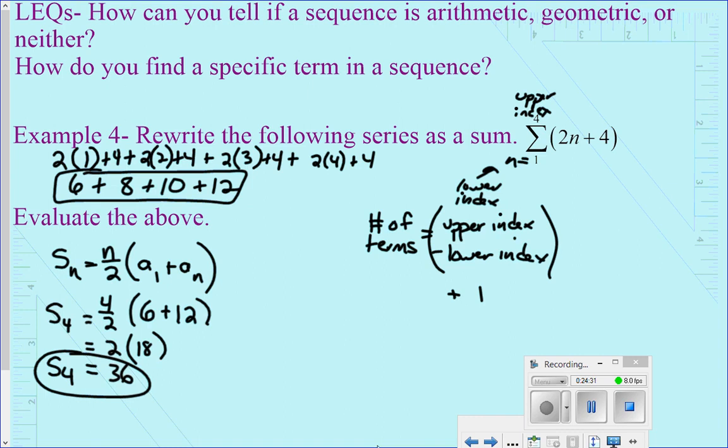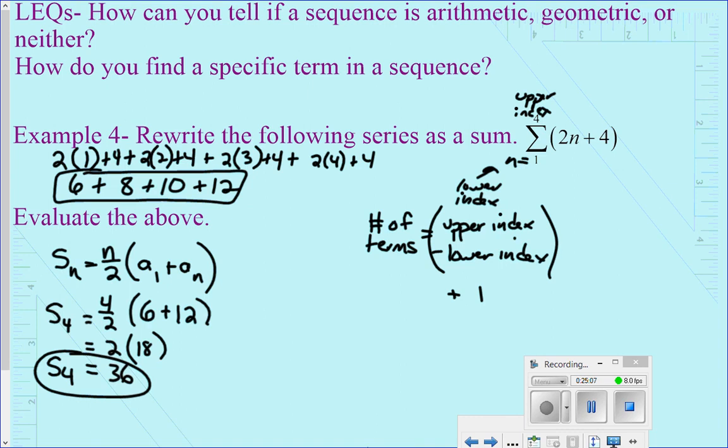The upper index is not always the number of terms. If the lower index started at something besides 1, like if it started at 0 or 2 or 3, then you can't just look at the upper index and say, oh, it's four terms. Keep in mind, you can only look at the upper index and say that that's the number of terms if the lower index starts at 1. If it starts at any number besides 1, then you have to go through this process of upper minus lower plus 1 to figure out the number of terms.